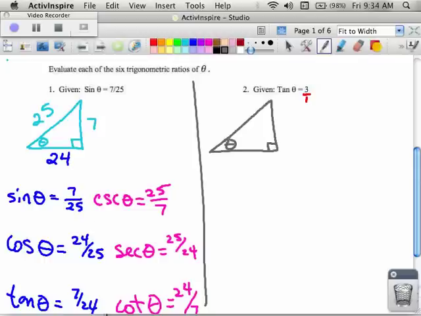My theta's on the left. Again, you don't have to draw your triangle this way, but this is the way I draw mine. Tangent means opposite over adjacent. So this is a 3 on the right, a 1 on the bottom. I need to use the Pythagorean theorem to find the hypotenuse. You have 60 seconds, find it.